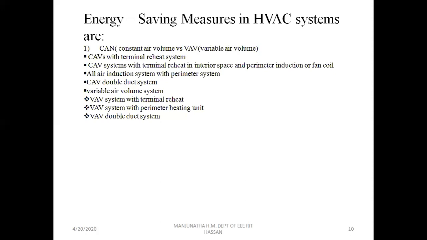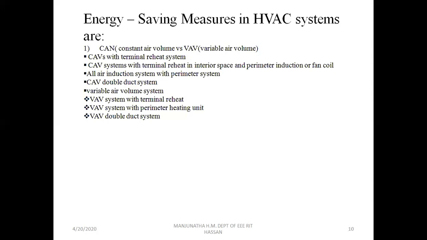refrigeration system. If it is a variable air volume, based on the requirement of the temperature, the air volume which we require for the refrigeration purpose will be varied. So if I require 20 degrees Celsius, based on 20 degrees Celsius, how much air is required, that will be transmitted to the ventilating duct. If it is a case of 25 degrees Celsius, how much air volume is required, that will be transmitted.